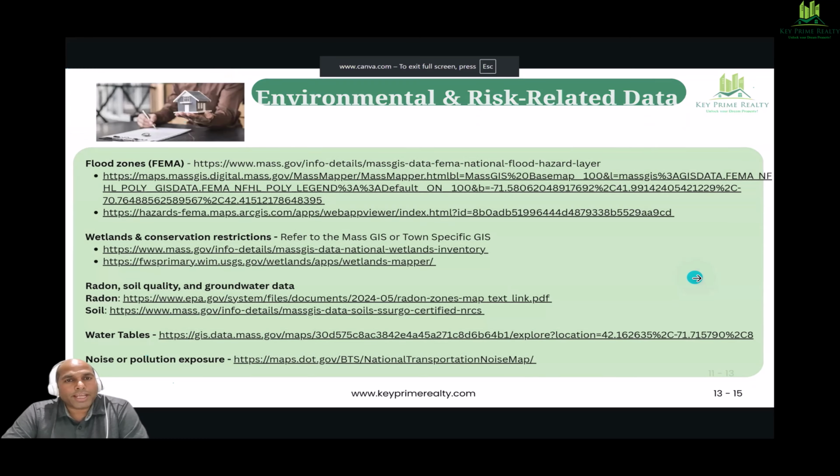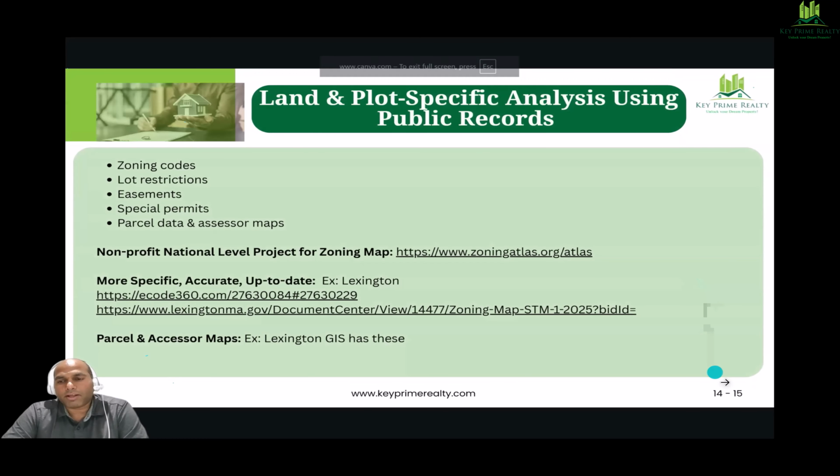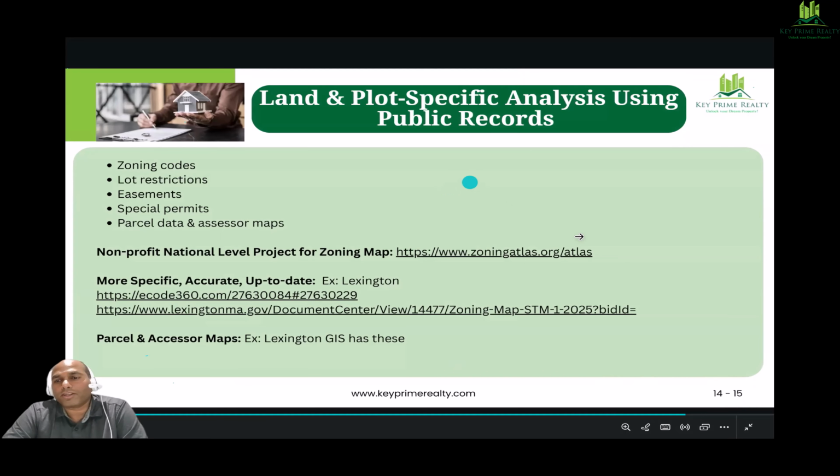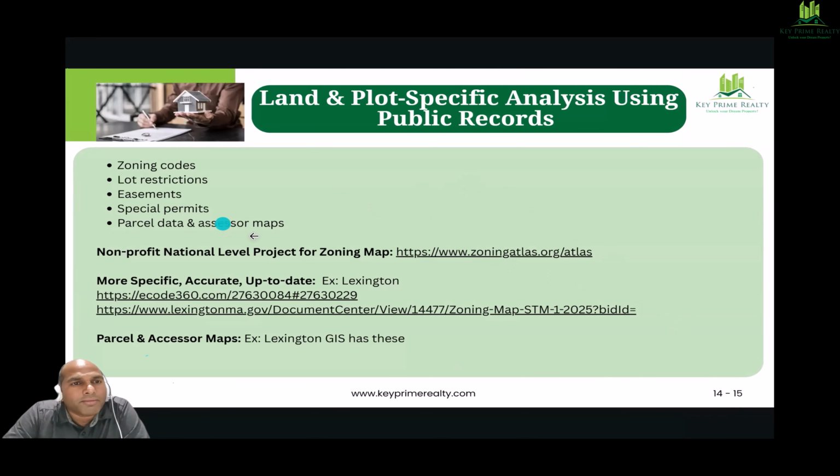Then moving on to the next one, we are getting closer to the end of the presentation. I know you've just gone past the time. Then land and plot specific analysis using public records. So this is zoning. We've touched on zoning a little bit when we were looking at the Lexington GIS map: zoning codes, lot restrictions, easements, special permits, parcel and data maps. When it comes to the potential development of a given piece of land, the master plan of that particular municipality comes into play. So that is the overall objective.